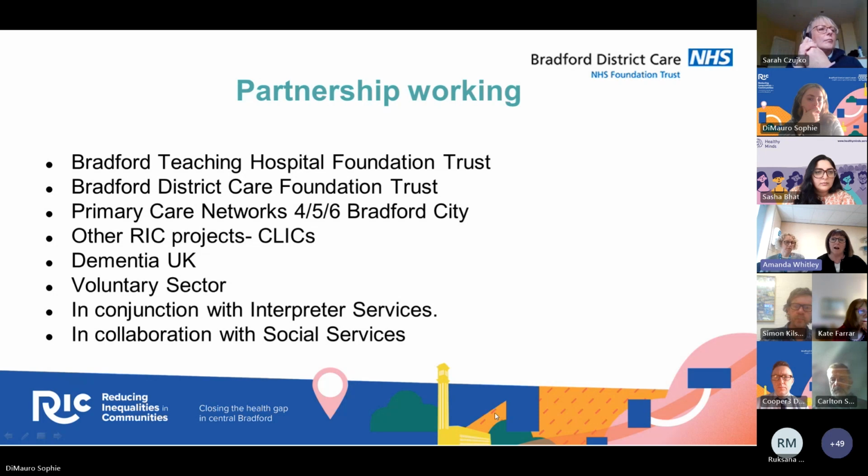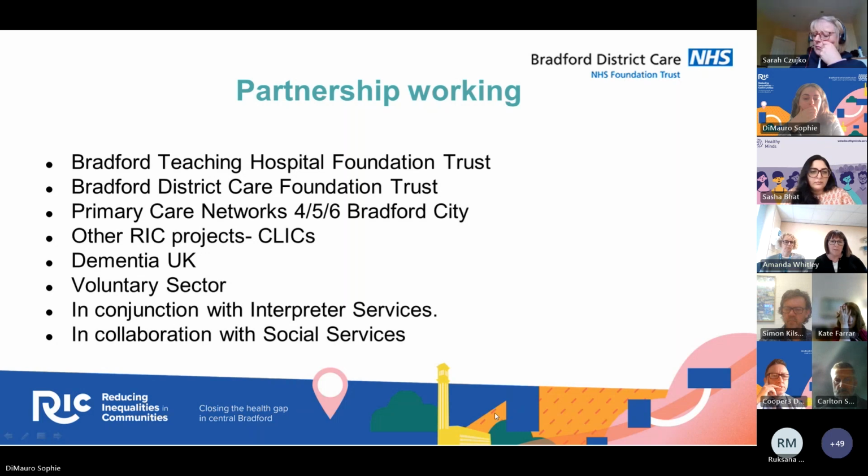Our MDTs are 4 times a week, and they are inclusive of anyone involved in the patient's care. So we include those professionals that work with our patients and that know our patients the best. Next slide, please, Sophie.